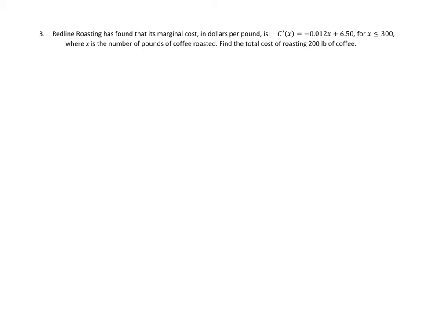For number 3, Redline Roasting has found that its marginal cost in dollars per pound is given by C prime of x equal to negative 0.012x plus 6.5, and that's for x less than or equal to 300, where x is the number of pounds of coffee roasted, and we want to find the total cost of roasting 200 pounds of coffee. Once again, we can answer this problem by first graphing the derivative and then calculating the area under the graph of the derivative over the interval 0 to 200 to find the total cost of roasting 200 pounds of coffee.